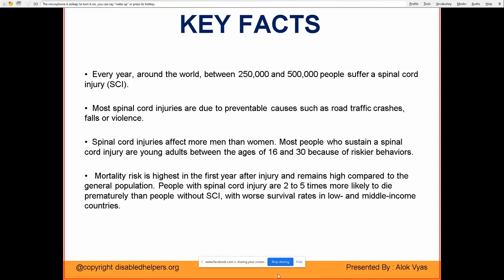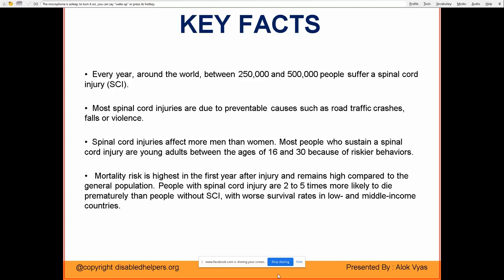And another symptom is that they either don't feel pain, or they feel a lot of pain, and that pain can be referred pain. Also, sometimes they start feeling a stinging sensation.